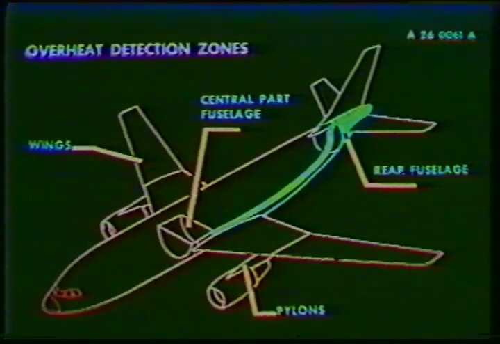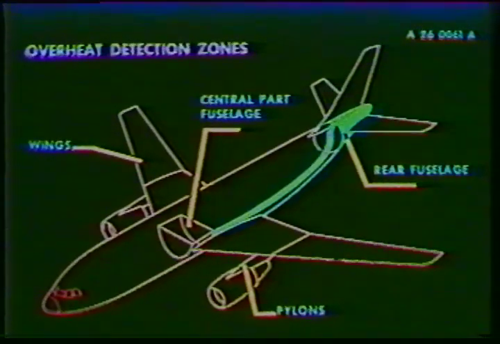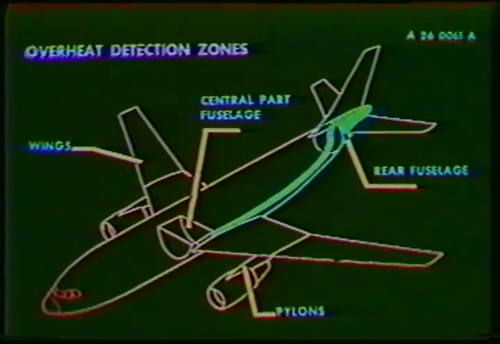In addition, heat sensing loops are used to detect pneumatic leaks. These leaks result in heating the loops surrounding the ducts. The warning system in the cockpit quickly identifies a warning so that the flight crew may take the necessary action.